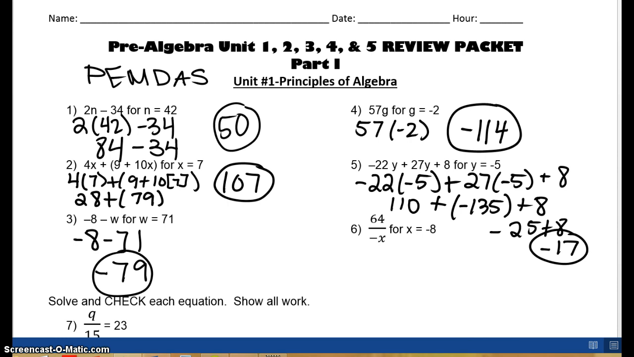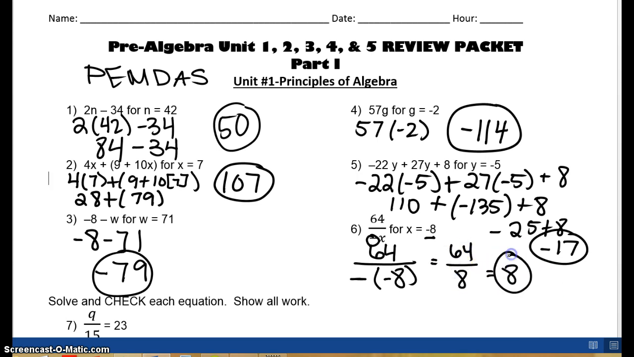And last but not least, we have number 6, 64 over a negative x for x equaling negative 8. Now this one's a little bit different. We have to make sure we're careful with our negative signs. So this negative sign here is already there. We're plugging in negative 8 just for x. So we keep that negative sign there and plug in negative 8. So the opposite of negative 8 is going to be a positive 8. That's 64 over 8, which when you divide 64 by 8, you end up getting 8.